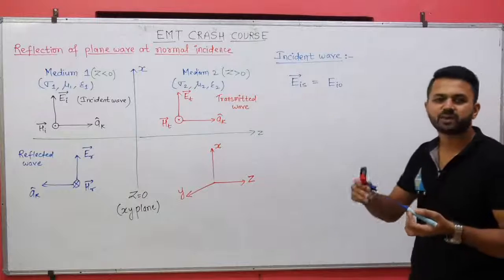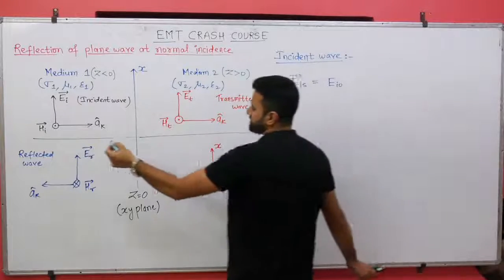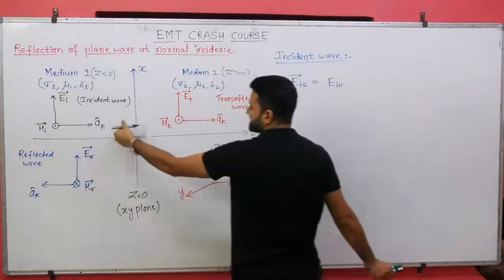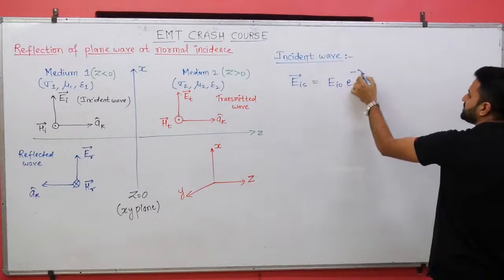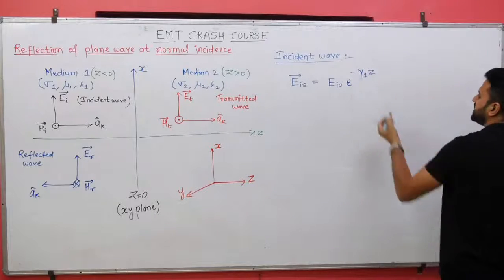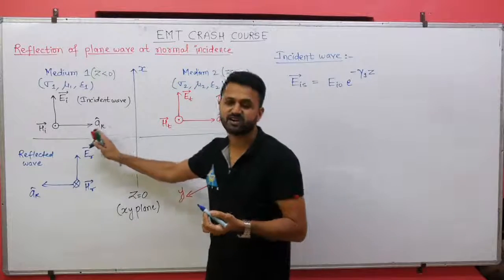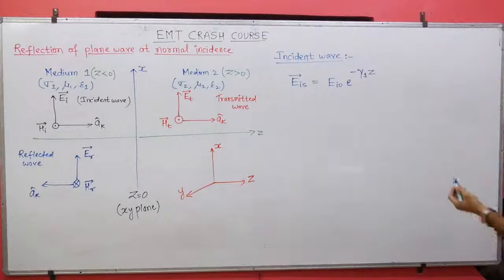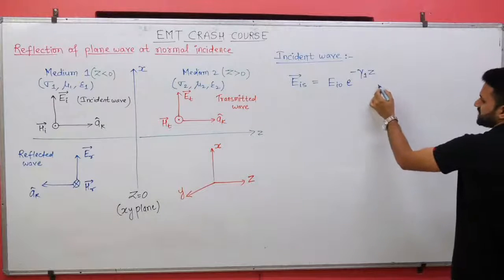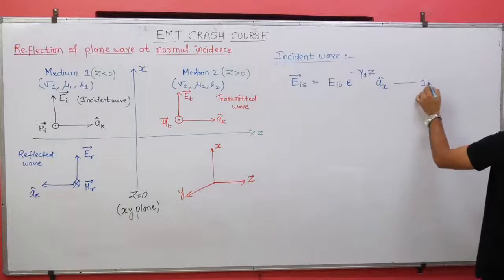As the wave propagates in the positive z direction, because as you can see from the diagram the wave is traveling in this direction, which is the positive z direction, we will write e to the power minus gamma 1 into z. Gamma 1 is nothing but the propagation constant in the first medium. And what is the direction of the electric field? The direction of the electric field is the x direction, that we are assuming.